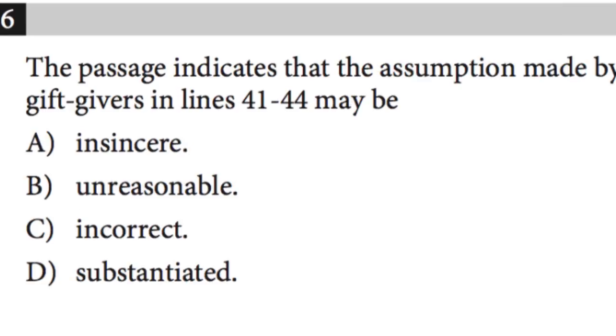A final example. The passage indicates that the assumption made by gift givers in lines 41 to 44 may be, similar sorts of question. It's a reading closely question. Actually, it's a little bit easier because in this case, you are told where to go look for what's stated or implied. You have to go look in lines 41 to 44. You read lines 41 to 44, and based on what's stated there or what's implied there, you answer the question. This is a good opportunity for us to demonstrate what I mean by reading closely.